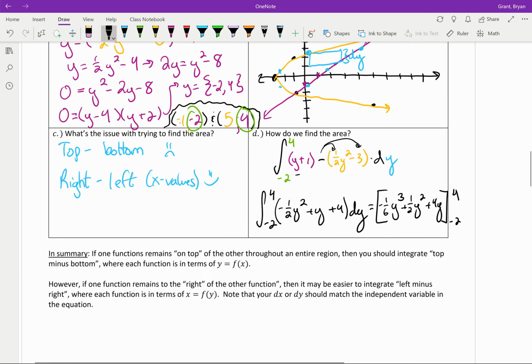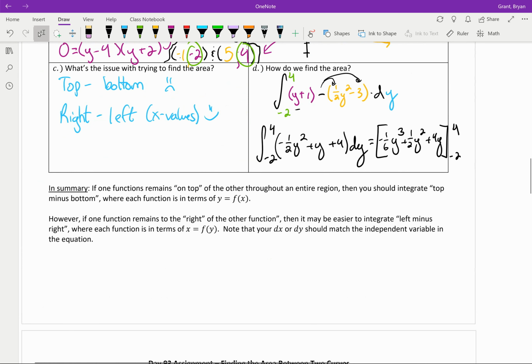We could go further. So, in summary, if one function remains on top of the other throughout the entire region, then we integrate top minus bottom. So this is where we use functions that have x in them. However, if you have one function to the right of the other, it might be easier to integrate right minus left. Once we're doing that, then we just do the same thing that we did above, and I'll just draw a little arrow so you don't forget.